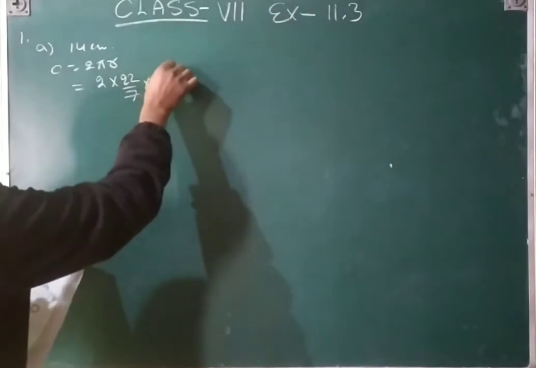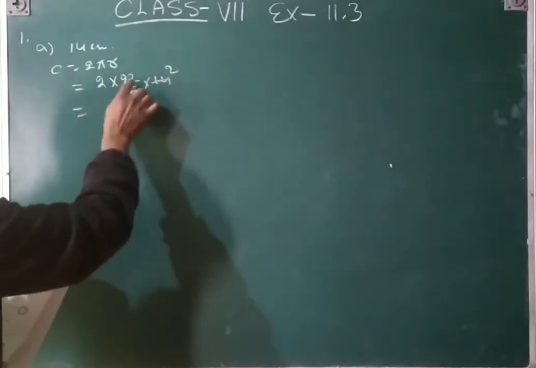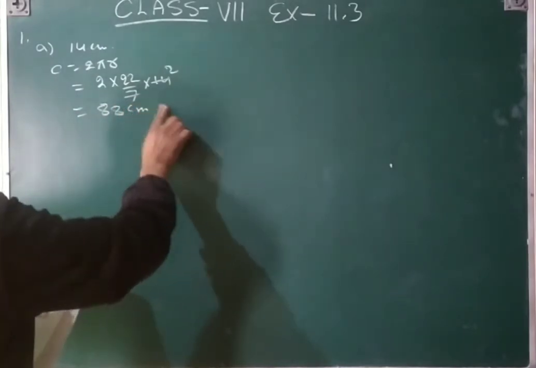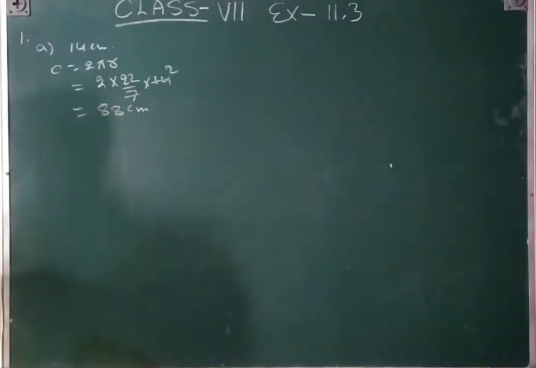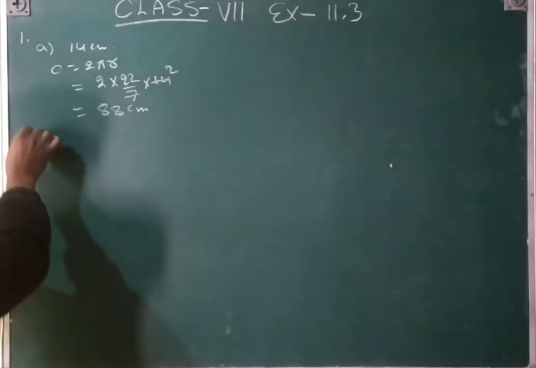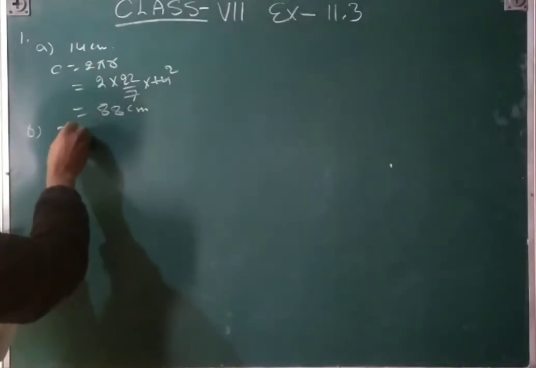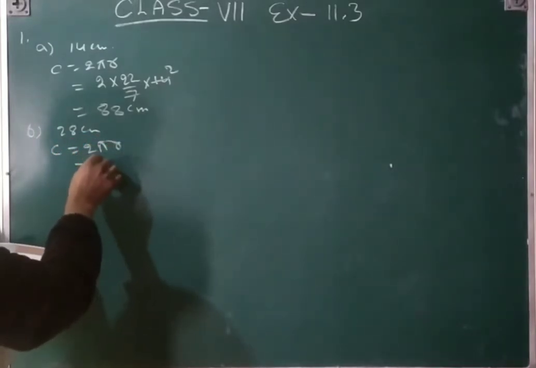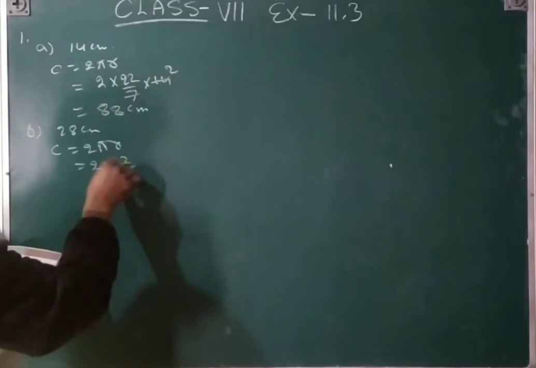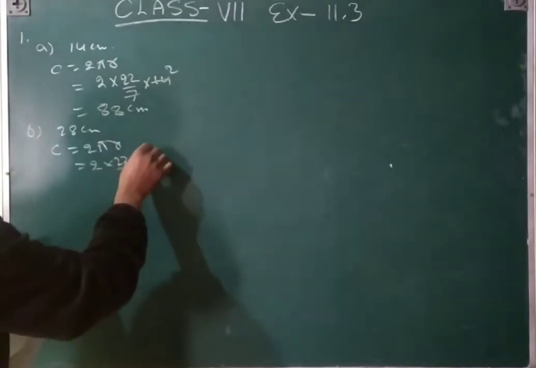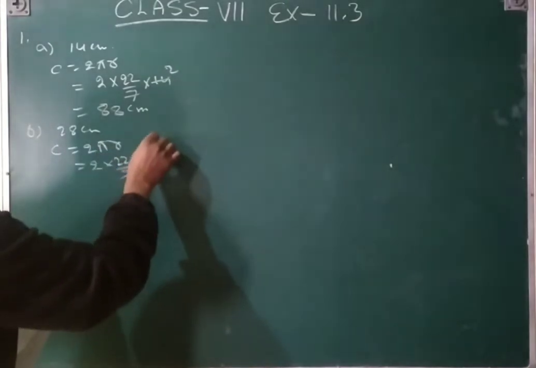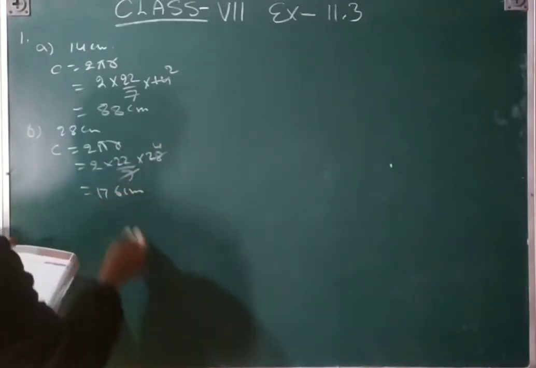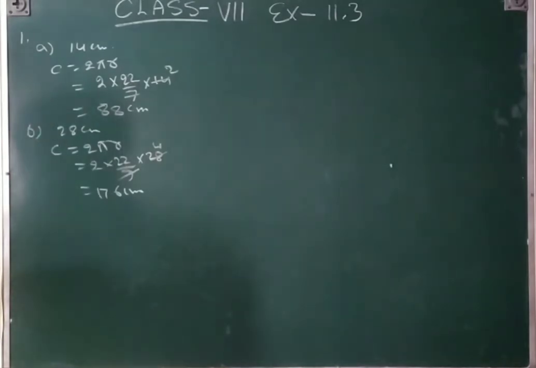So 7 2 ja 14, then multiply, 2 2 ja 4, 4 2 ja 8, so 88 centimeter only. Similarly the second part, where 28 centimeter is given. So circumference is equal to 2 pi r. So 2 into 22 upon 7, that's the pi value, and then 28. So 7 4 ja 4, 2 2 ja 8, 8 2 ja 16, so 176 centimeter. The C part you can do easily, no problem will be there.